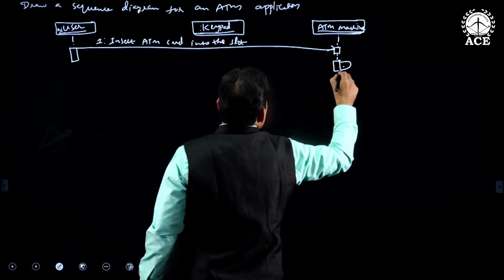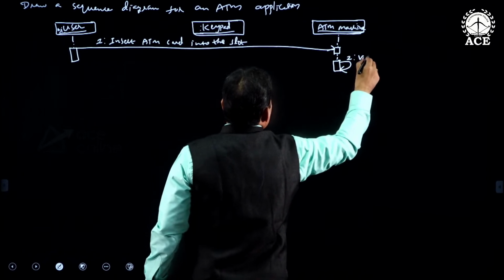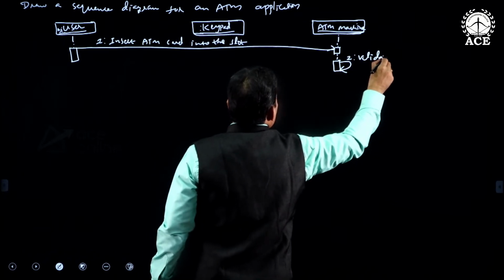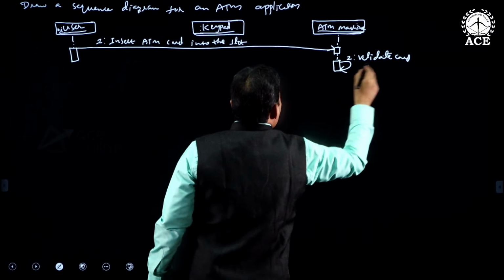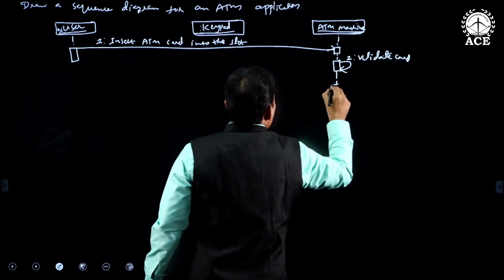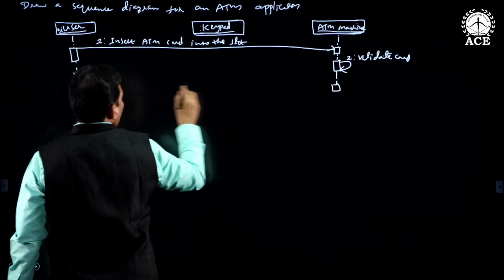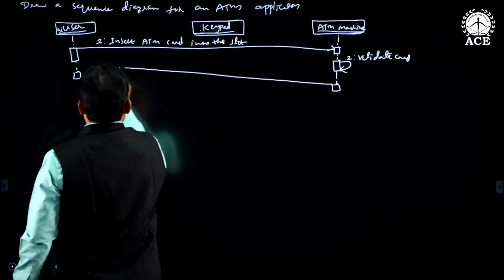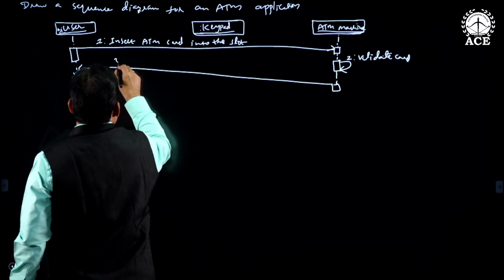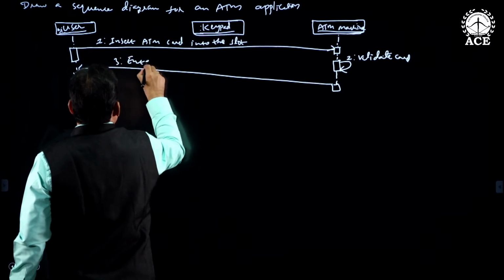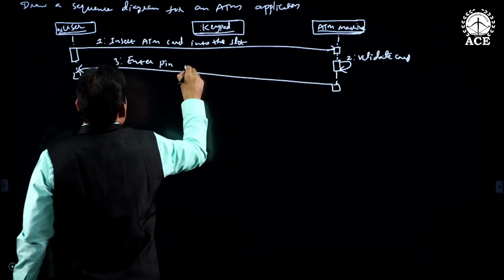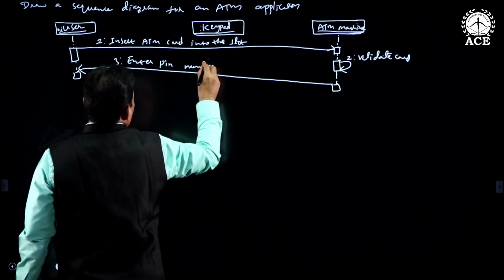Once the card is inserted, validate that card. Validate card. If the card is valid, what will the ATM machine do? The ATM machine will ask the user to enter the PIN number. Enter PIN number.